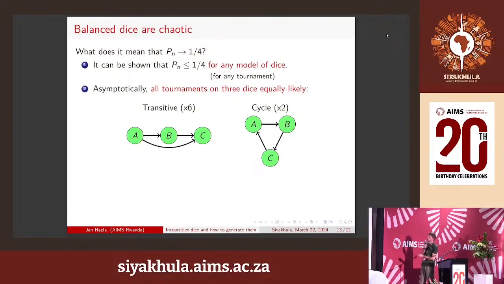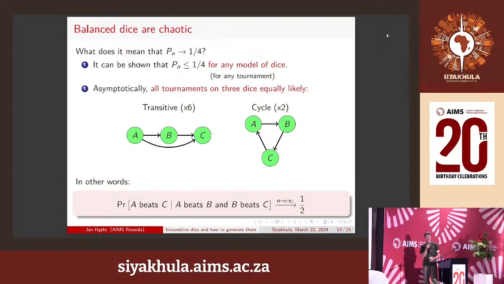And also, if you think about it, one intuitive reason why it should be 25% is to consider all possibilities of putting this relation of winning and losing between the 3 dice. You have 3 pairs, for each of them the arrow can go one way or another, so you have 8 possibilities. And 6 of these possibilities are transitive and 2 are cycles. So if you have maximum chaos, so each of those is equally likely, the probability of the cycle is going to be 2 over 8, which is 25%.